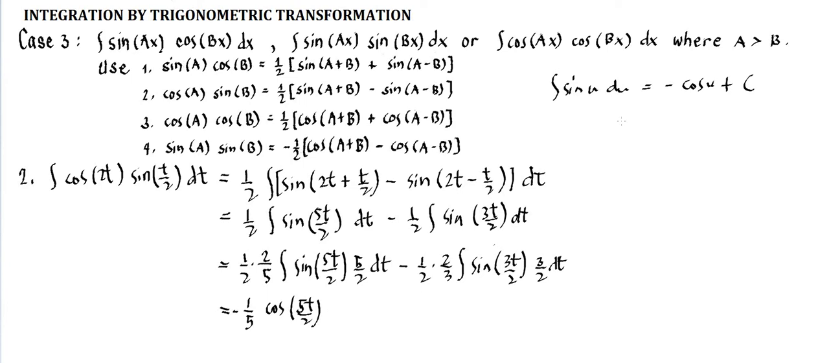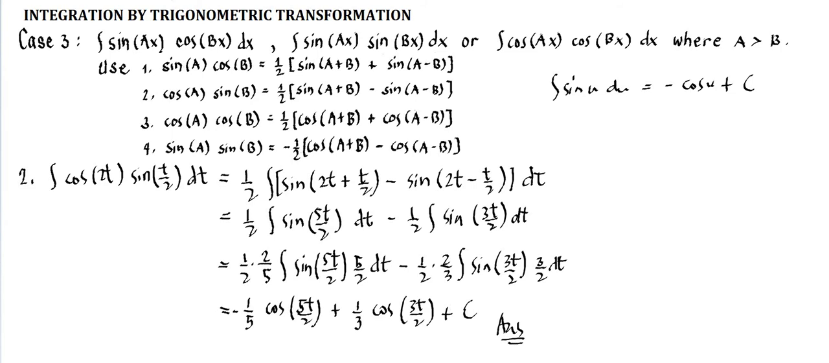And then, negative times negative ay positive, no? So, cancel din yung 2 rito, no? Kaya magkakaroon tayo ng 1/3. And then, cosine of 3t over 2. And then, plus c, no? Ayan. So, ito na yung ating sagot, ano?